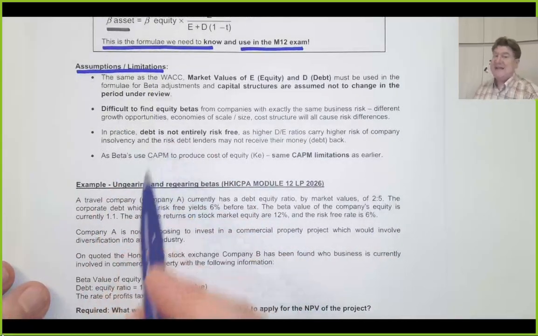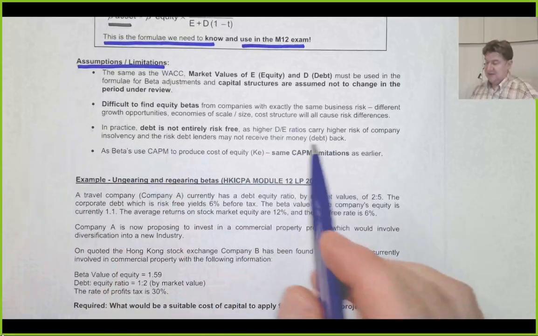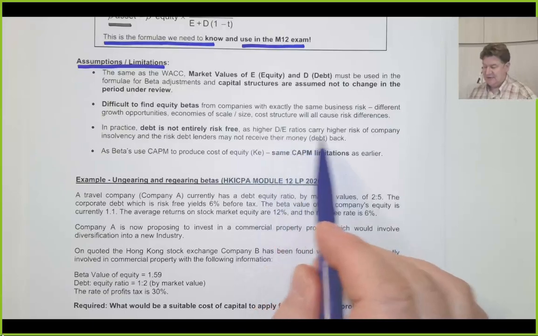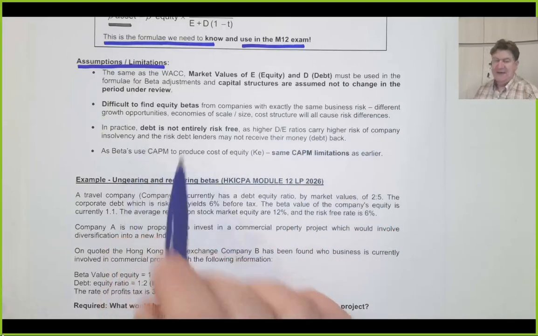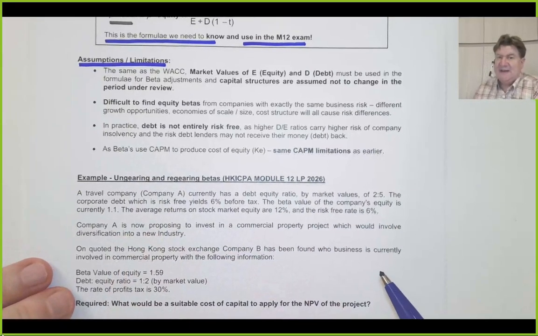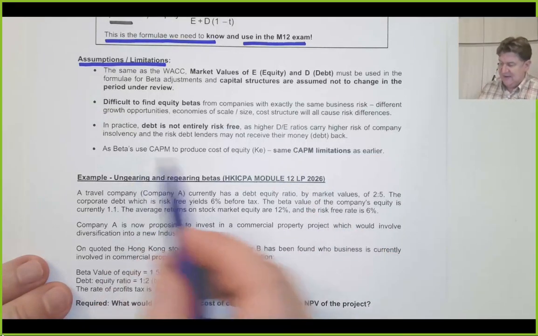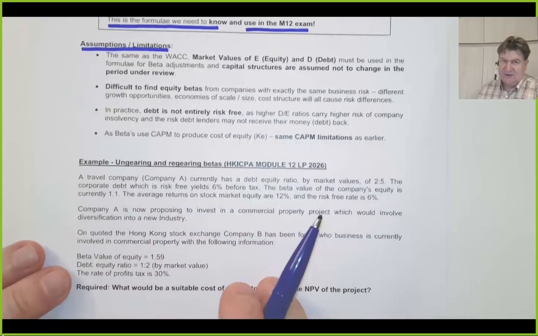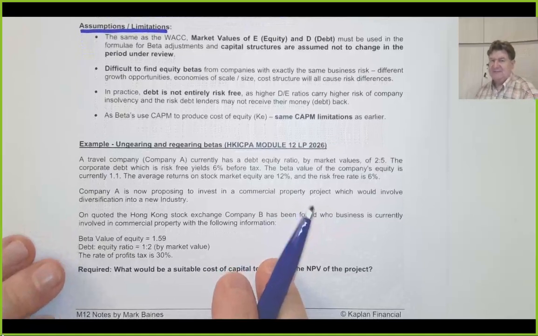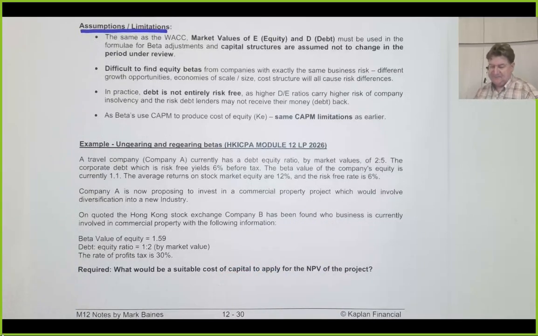In practice, debt is not risk-free. As a company uses higher debt to equity ratios, that can carry a higher risk of company insolvency, the risk of the lenders not getting their money back. And it's the same as what we talked about earlier in CAPM. So back to what we mentioned earlier in our cost of capital, we said the same limitations just there.